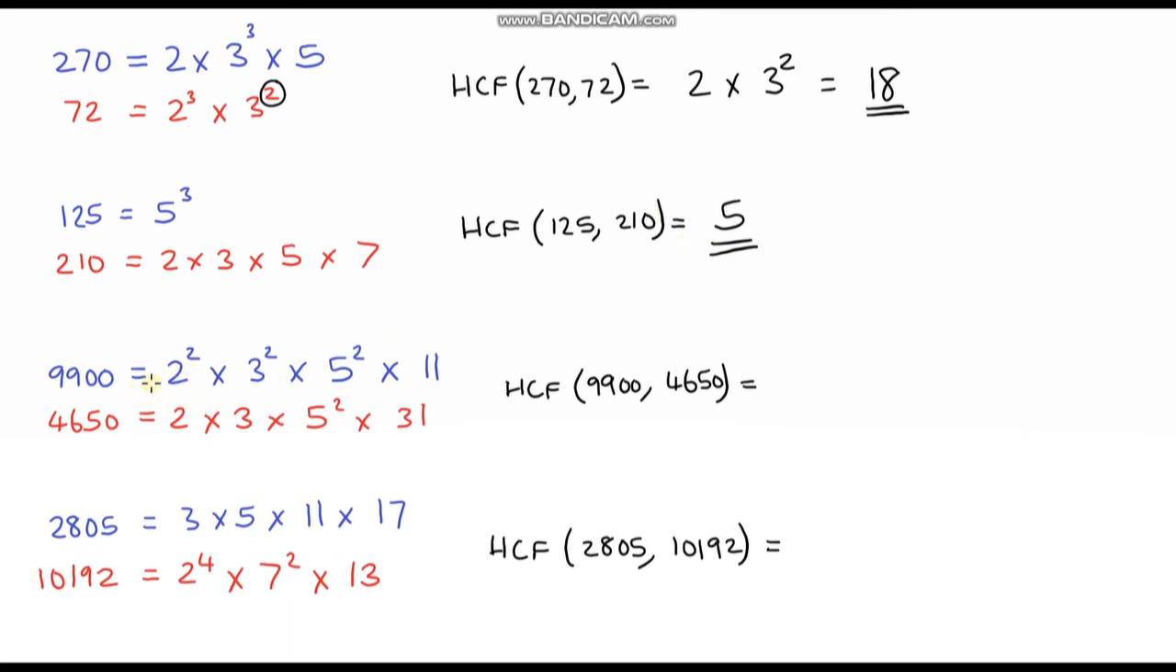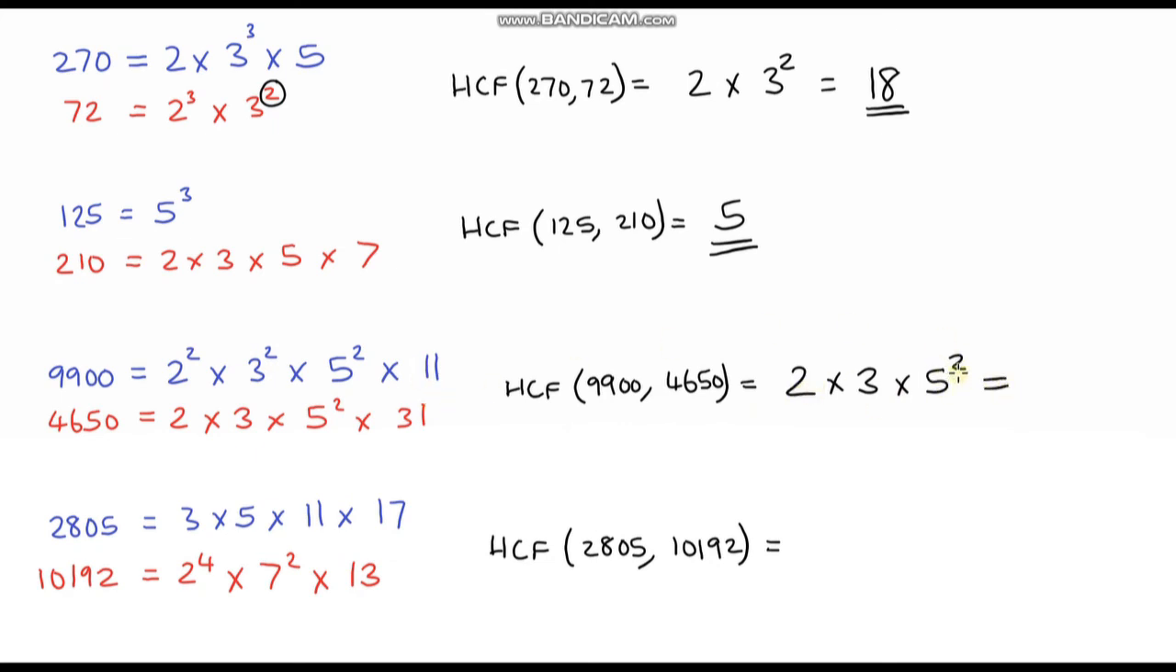So looking at these two numbers, they both have 2's in common, but how many? So we've got 1 2 here and 2 2's here, so we can only use 1 2. And the same with the 3's, we've only got 1 3 here, so we can only use 1 3. Now with the 5's, 9,990 has 5 squared as a factor, and 4,650 also has 5 squared. So they both have 5 squared, so we can use 5 squared, and that's it. We can't use any more factors. There's nothing else in common, so this is our highest common factor.